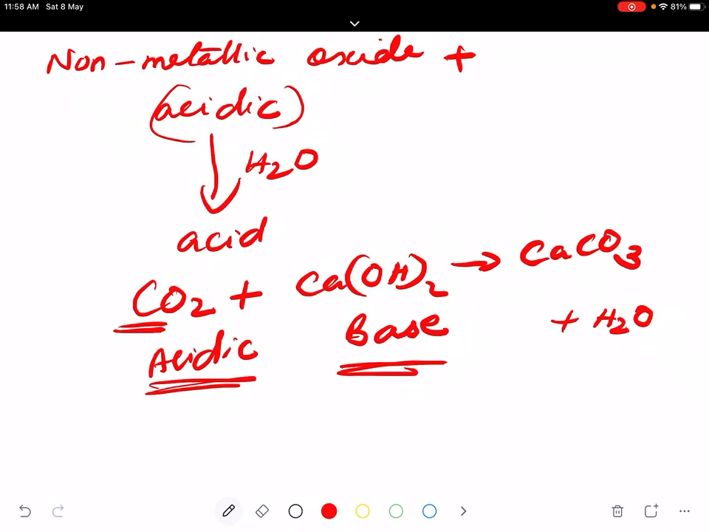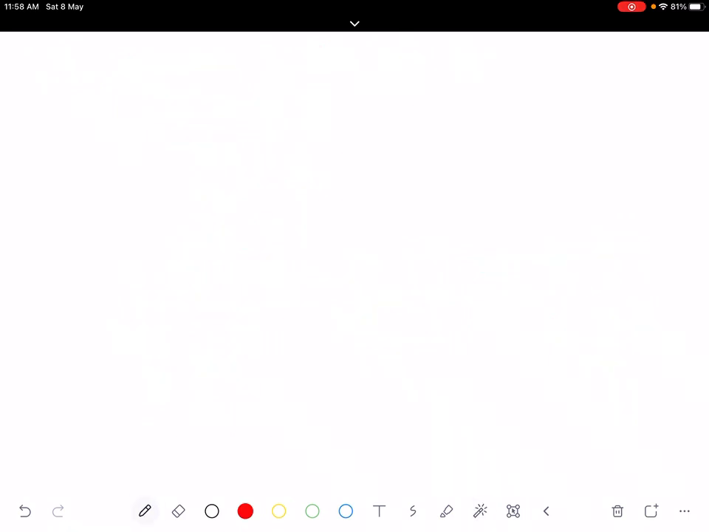Since this is similar to the reaction between a base and an acid, we can conclude that non-metallic oxides are acidic in nature. Where is the non-metallic oxide here? See, carbon is a non-metal. This is a non-metallic oxide. Non-metallic oxides are acidic in nature. When you treat it with a base, you will be getting salt and water. Next topic we are moving to. Okay, before that, let's see some questions.